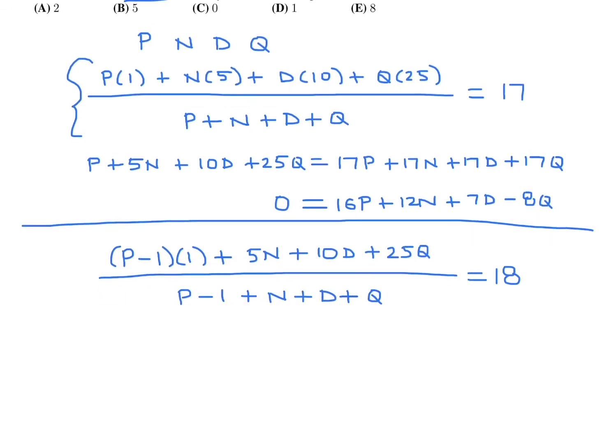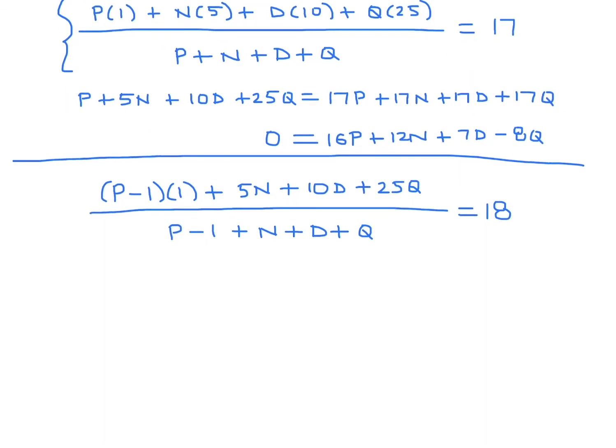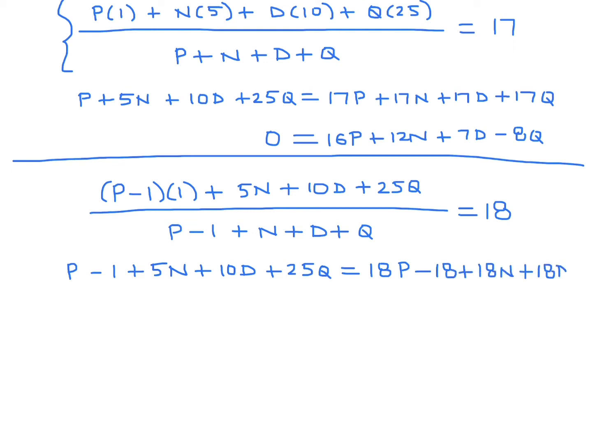Okay? So this becomes, let's see here, P minus 1 plus 5N plus 10D plus 25Q. And that is equal to 18P minus 18 plus 18N plus 18D plus 18Q. All right, let's put everything on one side.